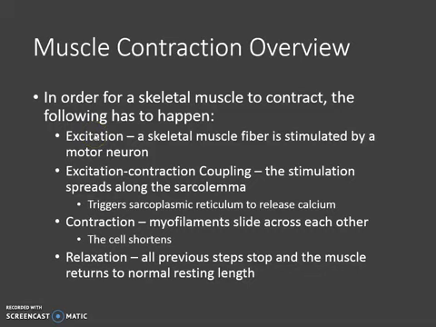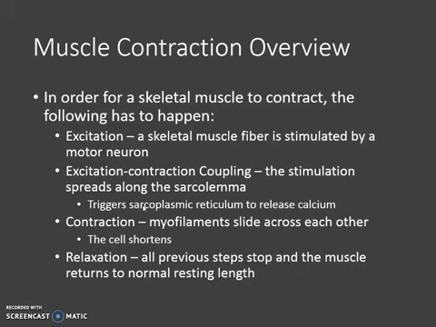In order for a skeletal muscle fiber to contract, it has to be stimulated by something. And it's typically stimulated by a special type of neuron called a motor neuron. During excitation-contraction coupling, the stimulation from the neuron spreads across the sarcolemma, which is the cell membrane of the skeletal muscle fiber. This ultimately causes the sarcoplasmic reticulum deep inside the cell to release calcium. That calcium is then involved in making the actual contraction happen.